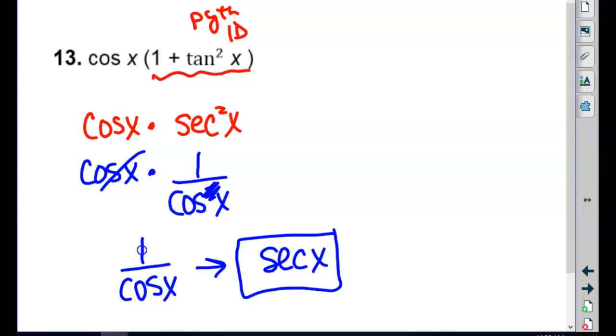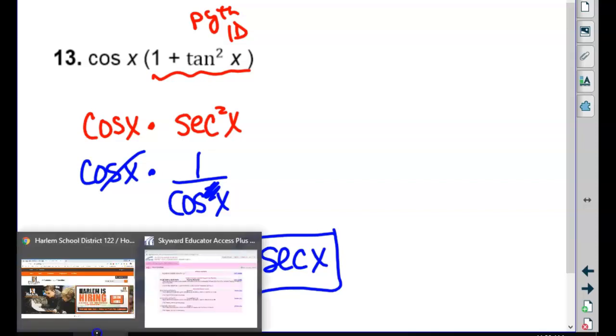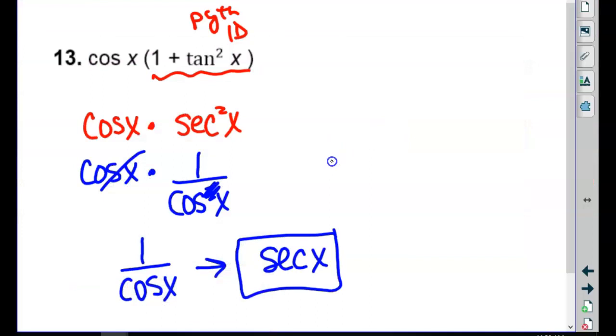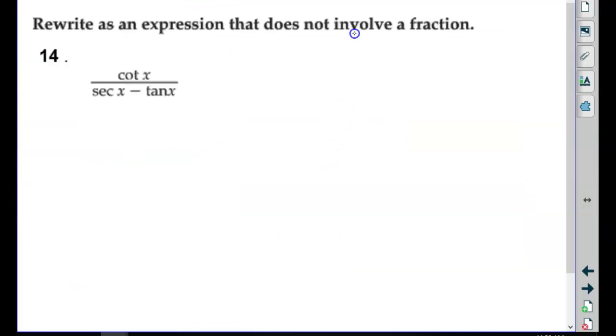I think when they use secant, they should use theta. Less chance I'm going to write sex on the board, right? All right. Are we done?